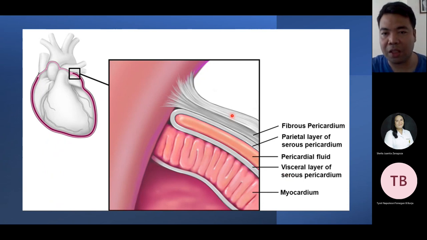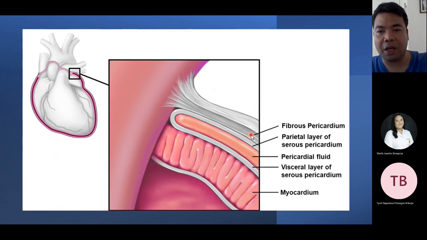So this is the enlarged view of that small square in that drawing. You will notice that the fibrous pericardium is the outermost layer, and it is made up of connective tissues.